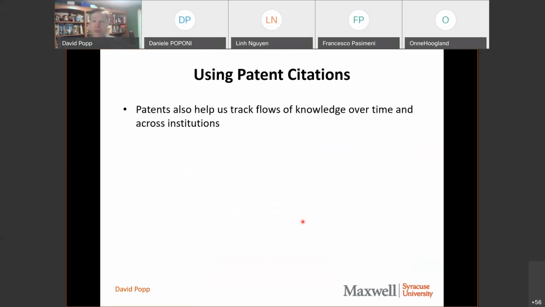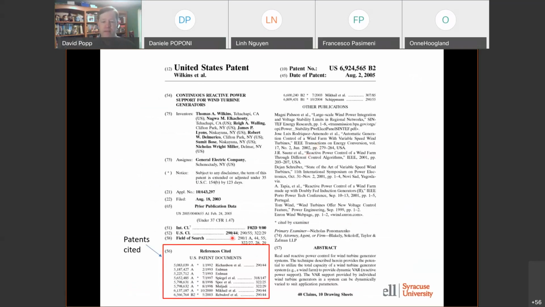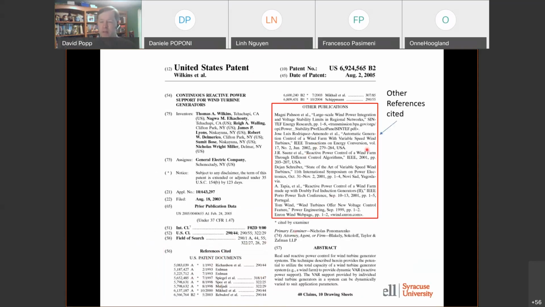We can also use patent citations to help track flows of knowledge both over time and across institutions. Patents include two types of references. There are references to other patent documents, and there are also references to scientific publications, conference papers, white papers, and so on. And both of these can be useful.